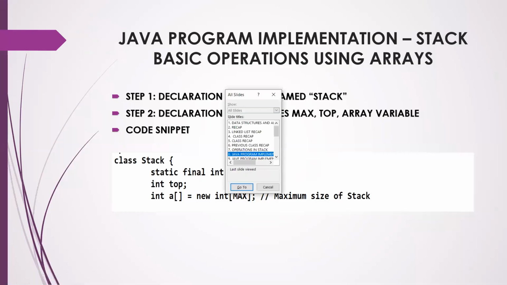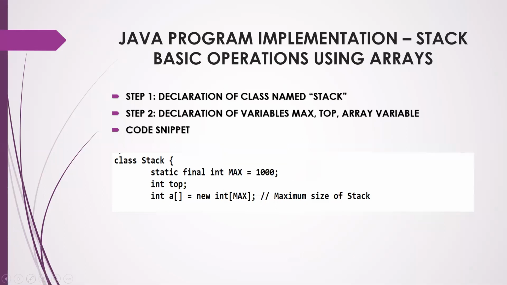The Java program is the first one, using an array, we are going to implement the stack basic operations. So step one is you have to declare a class which is named Stack. And then you have to declare the variables like max, the maximum size of the array, and declare the top variable and the array variable. So this is a declaration.